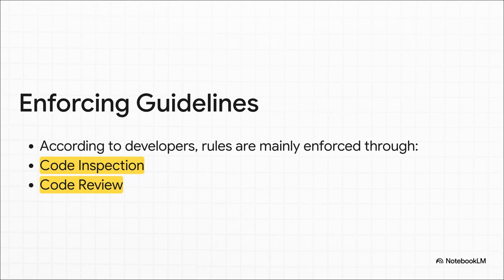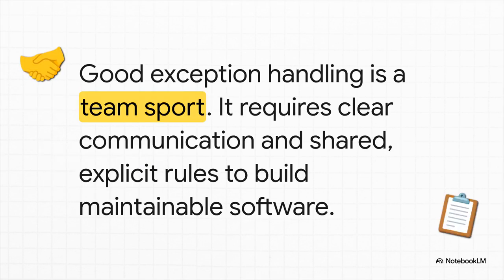Well, for most teams, it comes down to good old-fashioned code reviews. It's a very human process where developers check each other's work and pass on that tribal knowledge. And that really brings us to the main point here. Good exception handling is a team sport. It's not just about you writing clever code in isolation. It's about having clear, shared, and preferably written rules that everyone on the team agrees on. It will save you so many headaches in the long run.